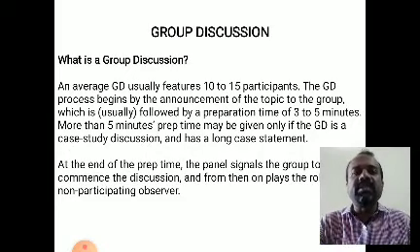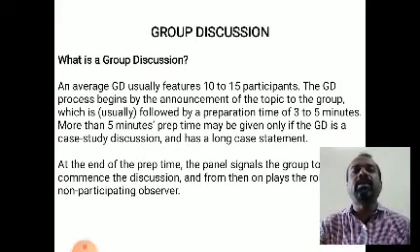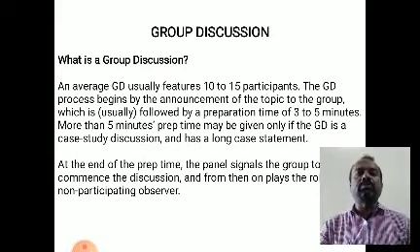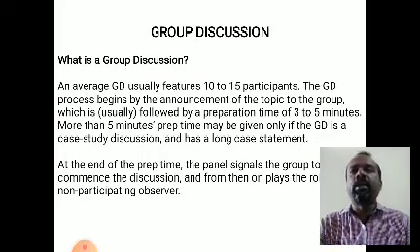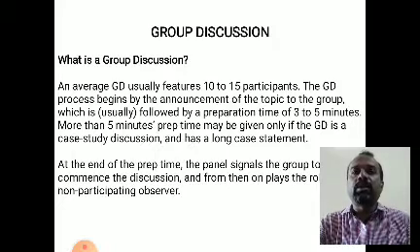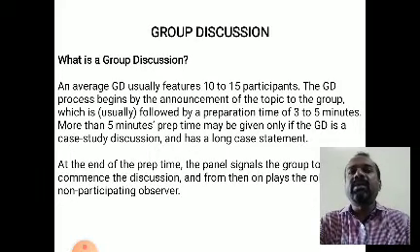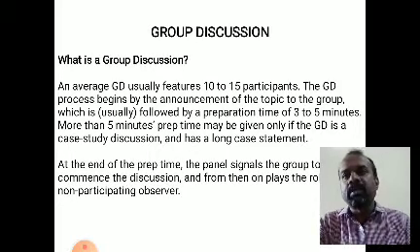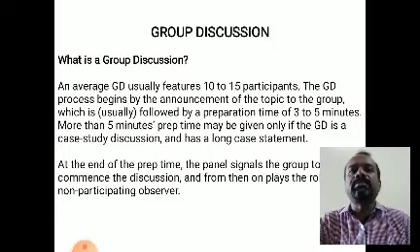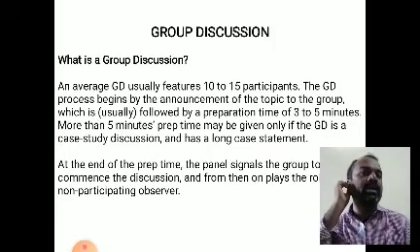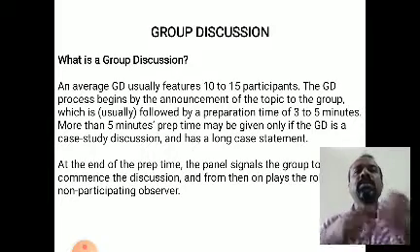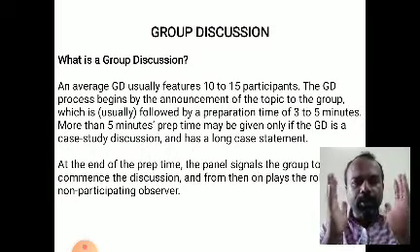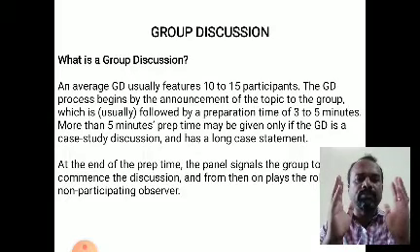The group discussion ends in either of two ways. First, the panel may abruptly stop the group discussion and announce the end of the process; this is one of the ways followed in group discussion. The second is that they may ask a participant, or more than one participant, to summarize the group discussion.